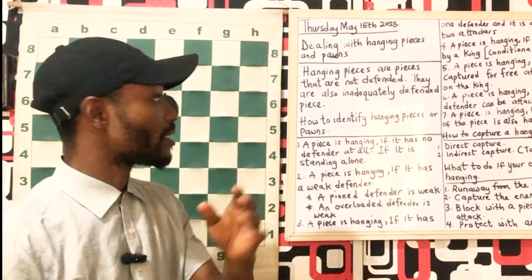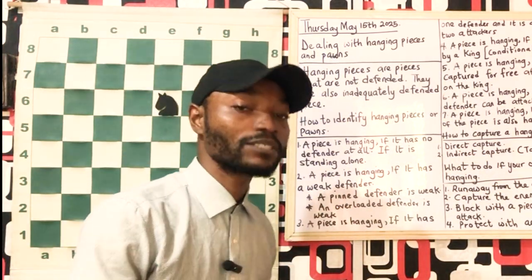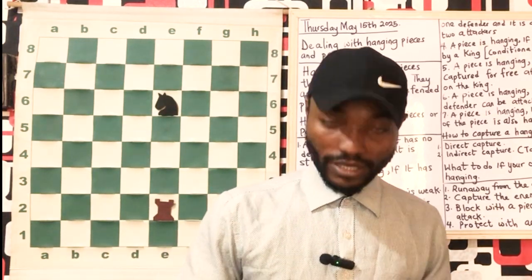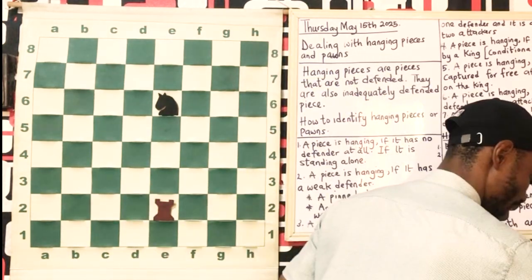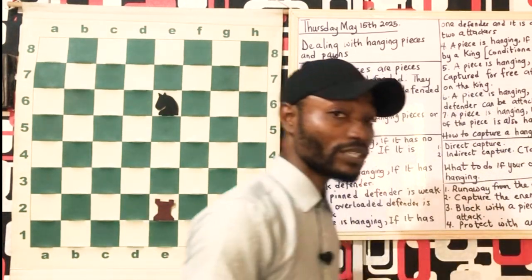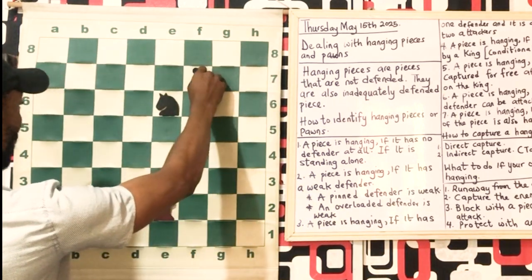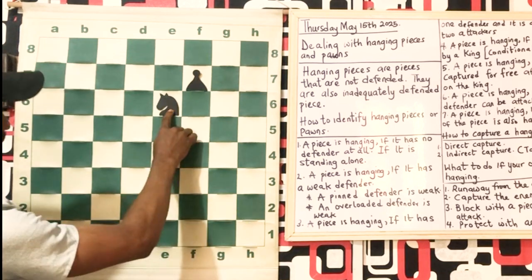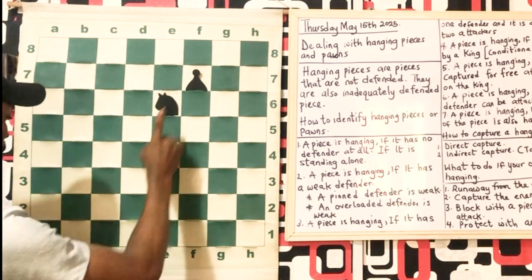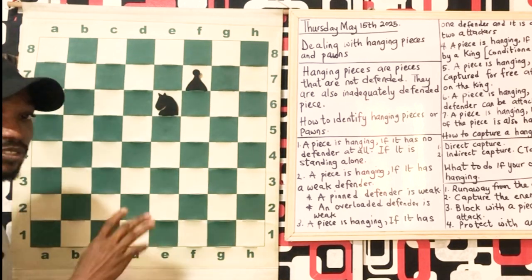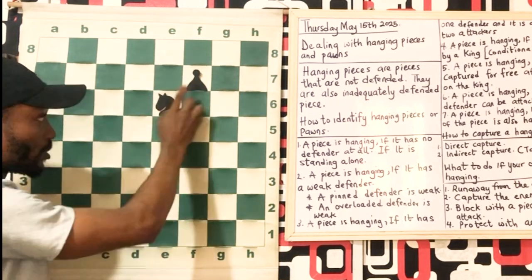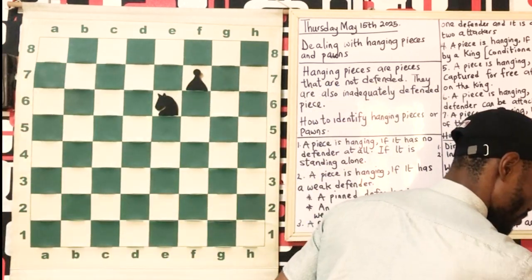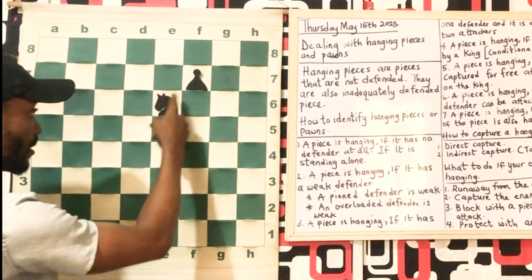If we talk about an inadequately defended piece, it means the piece has a defender, but the defense is not enough. Take a look at this example. Let me add a layer to it. In this case, I have a pawn standing here on f7. If I remove the rook, we can simply say the knight is defended by the pawn on f7. So this is not a hanging knight, but the pawn is a hanging pawn because it has no defender. The knight is defended by the pawn.